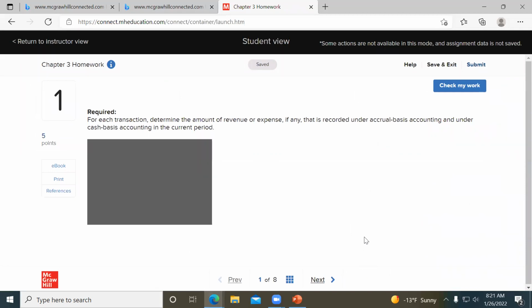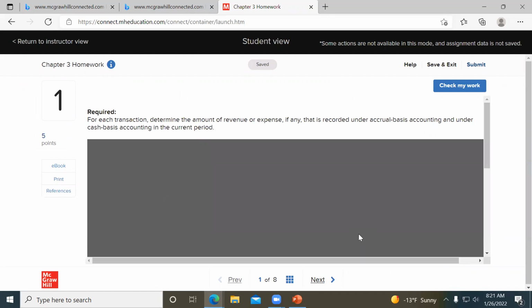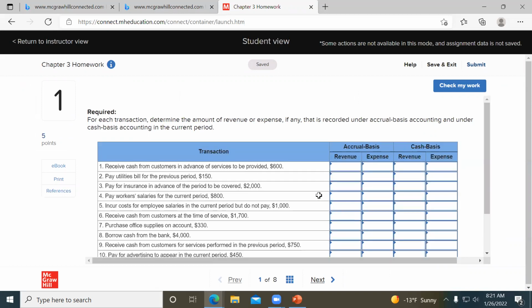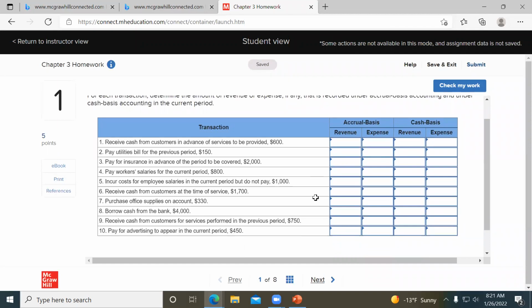this is the problem. For each transaction, we're going to determine the amount of revenue or expense, if any, that is recorded under the accrual basis of accounting or the cash basis of accounting. I want to give you 3 minutes to just attempt it on your own, and then we're going to go back and come up with the solutions, okay? Now, guys, the reason I'm doing that is I want you to try it, and then when we process each one, it can make sense to you why I'm picking the manner in which I am, okay?